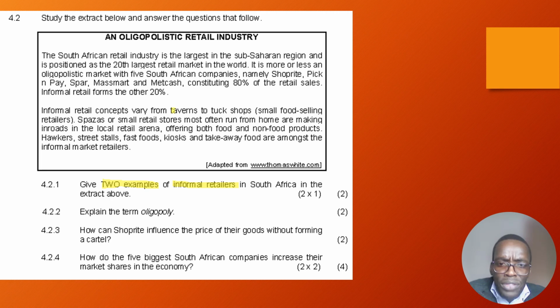So we do have taverns. Okay, then we also have tuck shops. Okay, and then we also have spazas. Okay, and then we also have street stores. Okay, we also have hawkers. Okay, we also have fast foods and kiosks. Okay, and then we also have these ones that are takeaway foods.